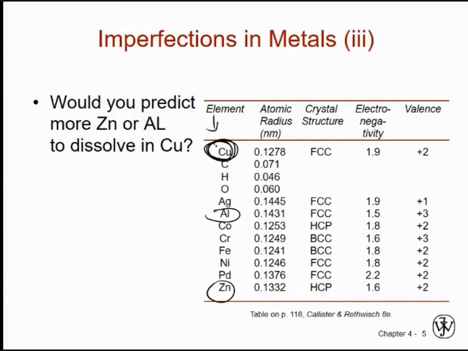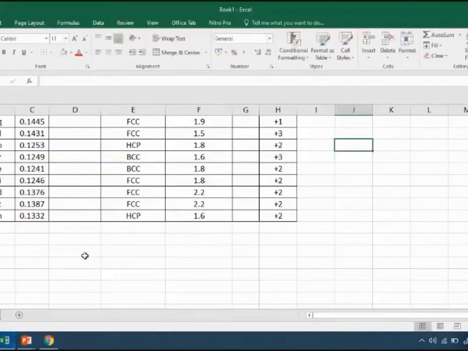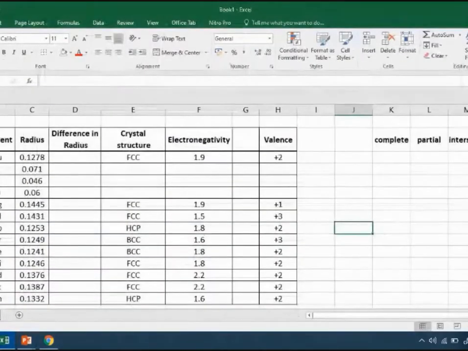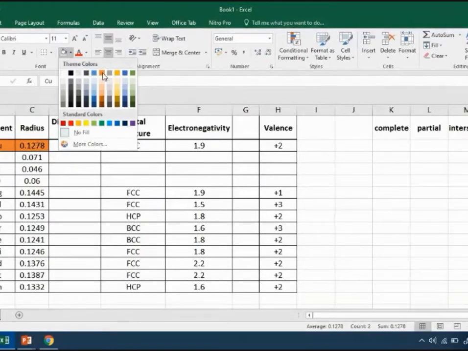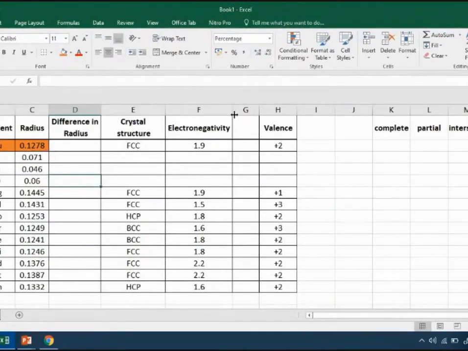I will do this one on Excel and try to find for all elements which ones will form which kind of solution in copper. So let's see. Here I have copied information from the table to this one over here. Here copper is our host element, the solvent.